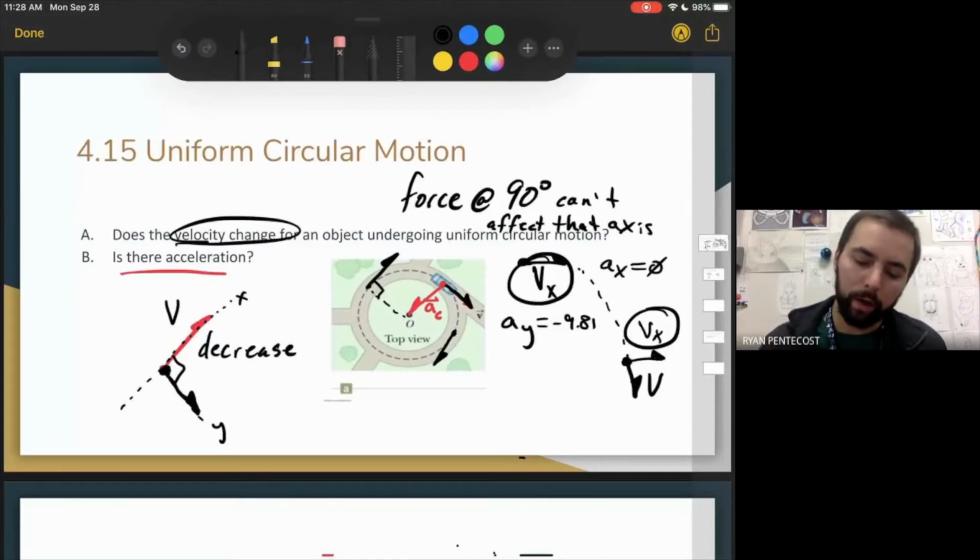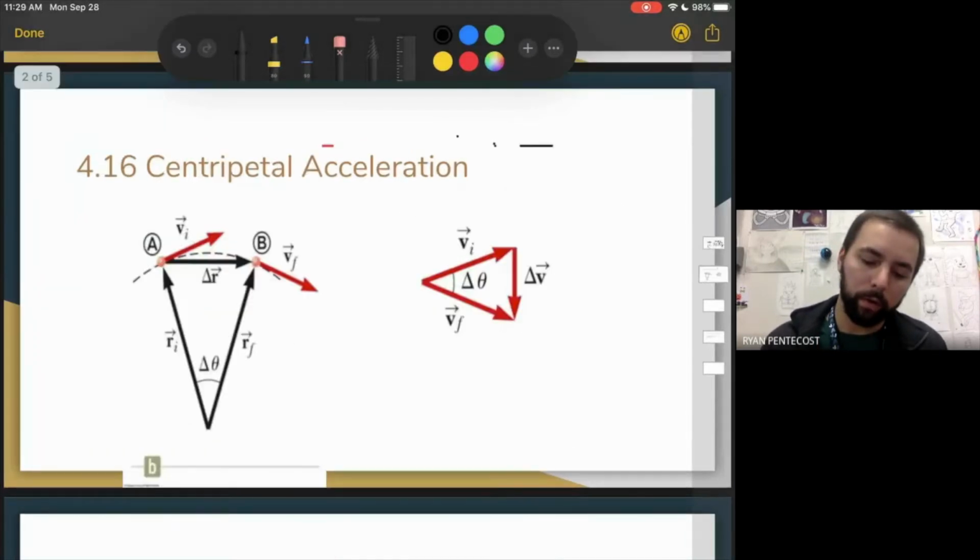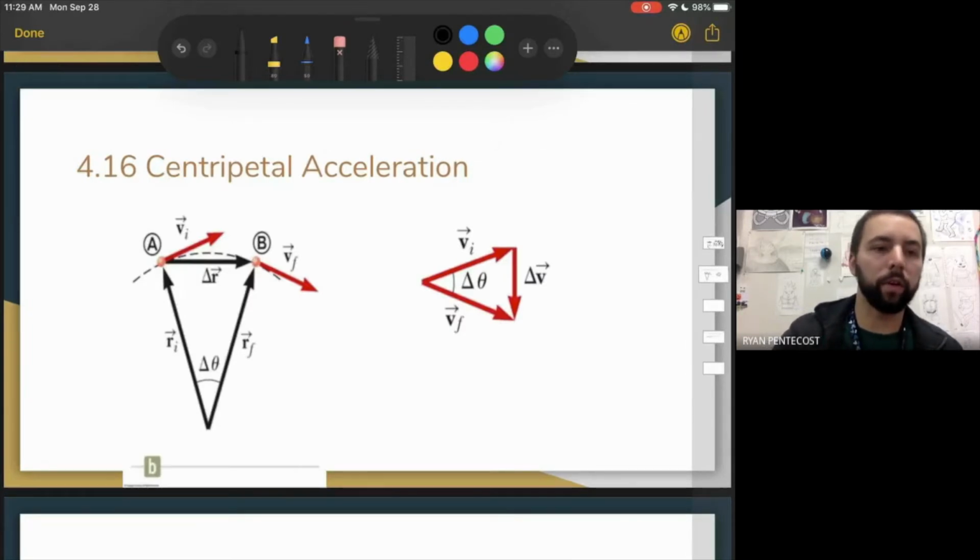All right, let's move on. Oh, it looks like I marked on that slide. Let's move on and talk about this derivation. Centripetal acceleration has a rather complicated derivation.